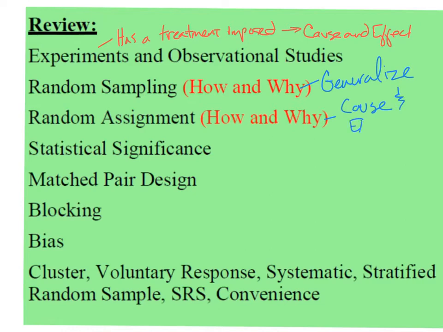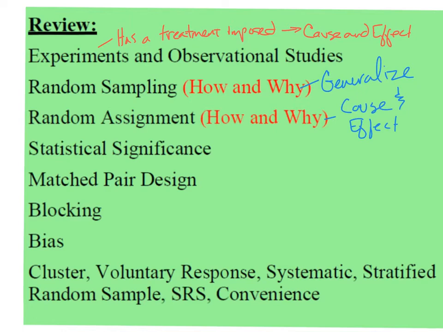Random assignment is more for experiments, and again, it's trying to prove cause and effect. If we randomly assign, we hope that any of those lurking, confounding, underlying variables get evenly split up into our two groups, our control and our treatment group, and that way we can prove that the treatment was the cause of any differences we may see. So again, know why we do those two things, and how.